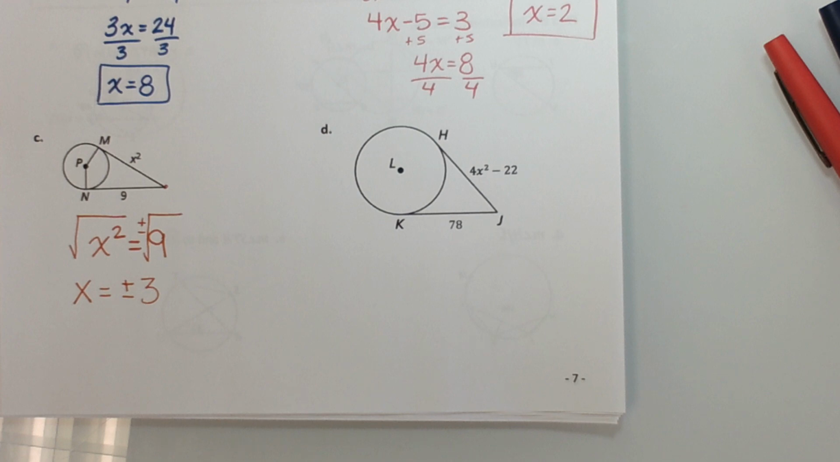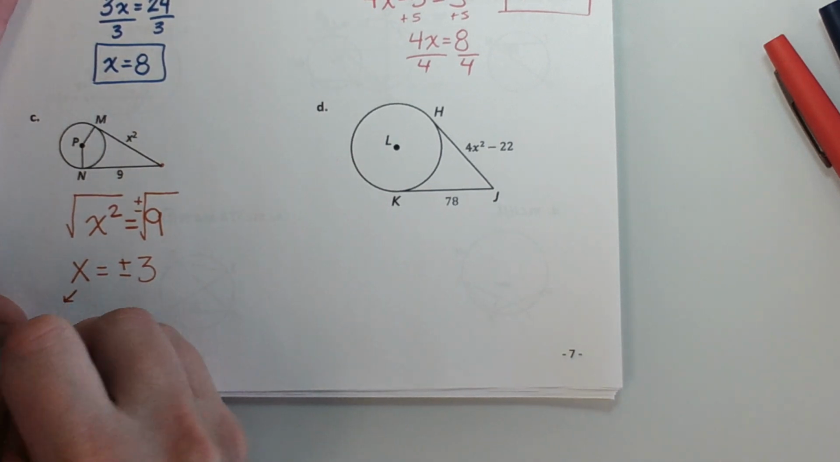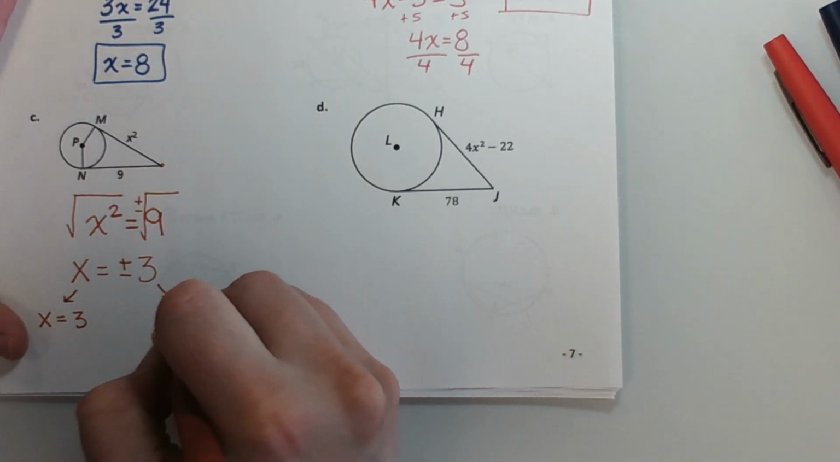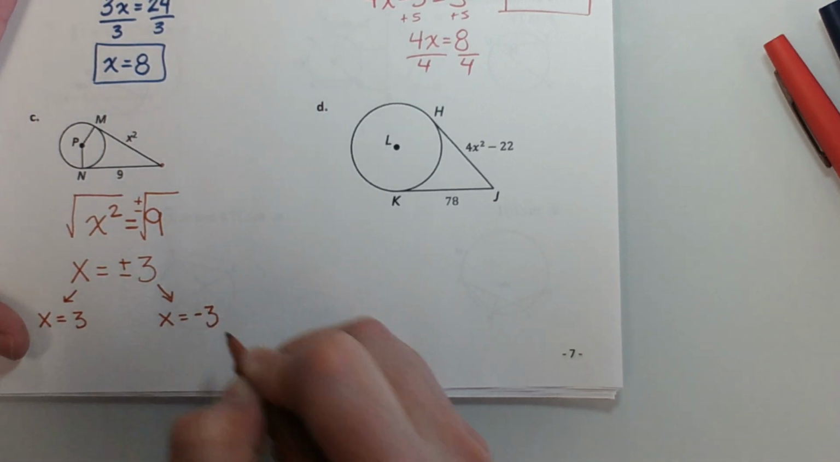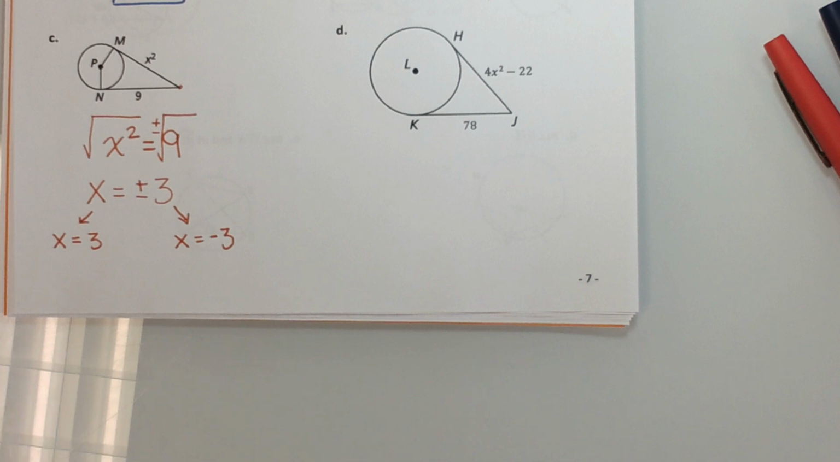When you've got the plus or minus, how many equations do you technically have right now? 2. One where x is a positive 3, one where x is a negative 3. You split it. The only thing you change is instead of writing plus or minus, you write one with positive, one with negative. Now the question is, do both apply? You can have negatives for variables provided when you plug them back in, you don't get negative angles or negative segments or negative arcs.